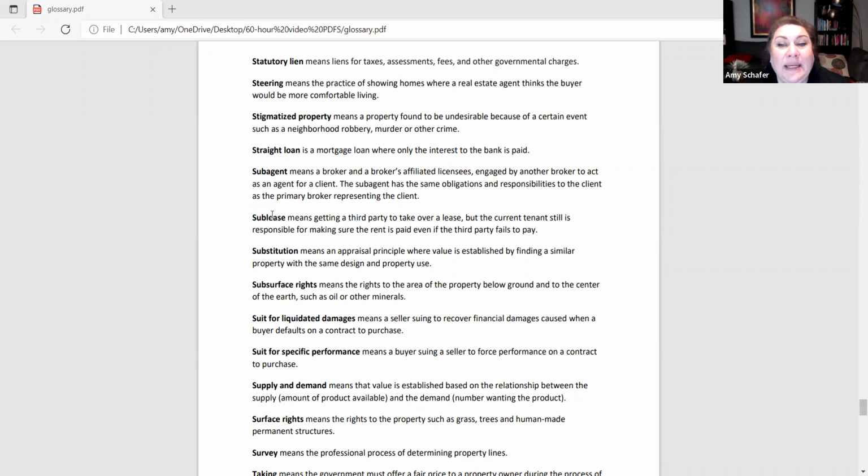A sublease is where a third party takes over the lease. So I had a lease signed and I get a new job, but I can't get out of my lease with my landlord. If the lease allows it, I could still sublease it to another party. Maybe I find a friend that wants to take over the lease for me, but I'm still responsible for making sure the rent gets paid.